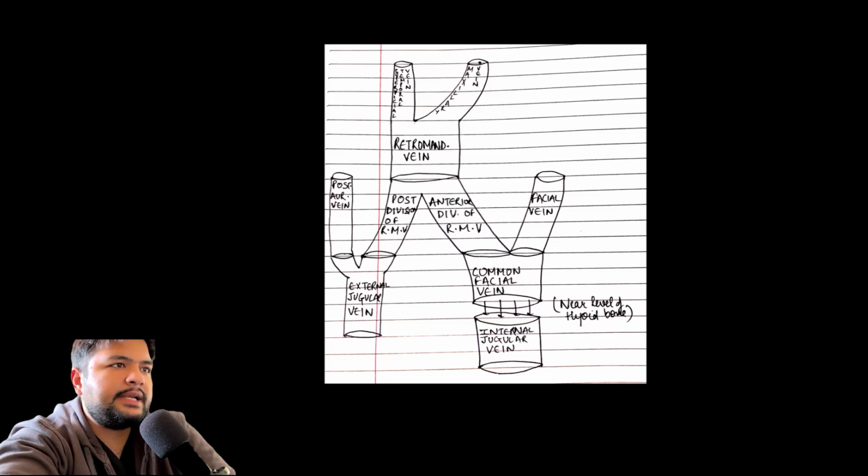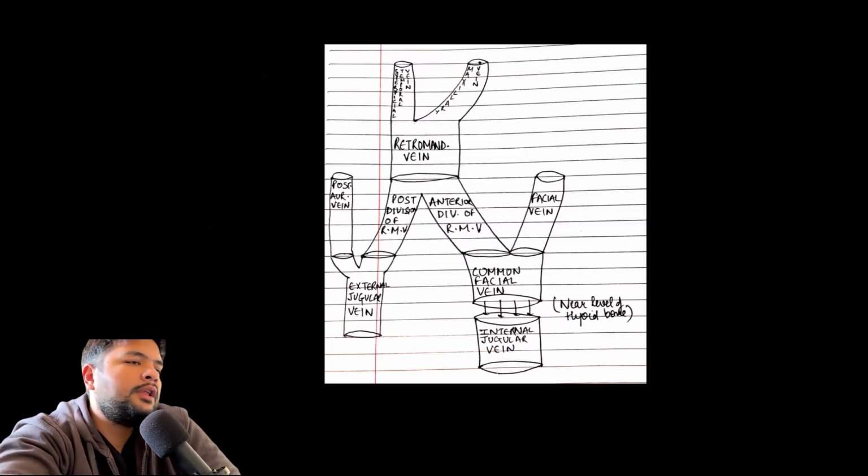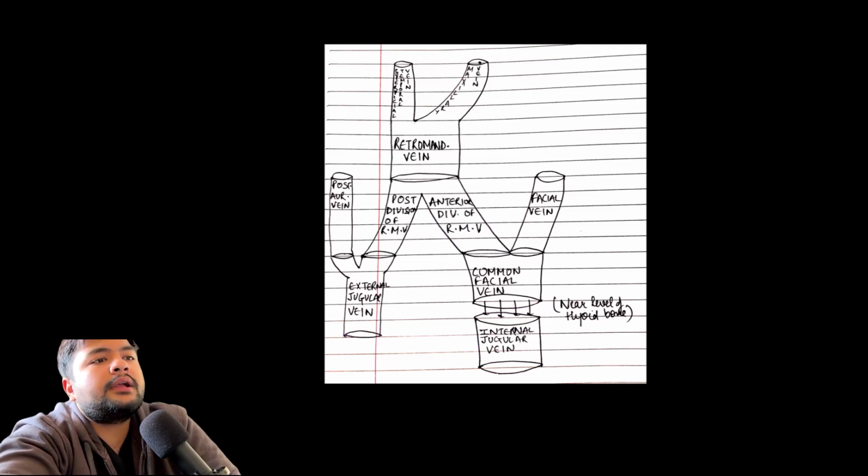So, this is an easy diagram for all we have discussed till now. External jugular vein largely drains the scalp and the face, but also some deeper parts. It is formed by the union of the posterior division of the retromandibular vein. This diagram is the basis of the venous drainage of the face, so it needs to be thorough enough for your understanding.